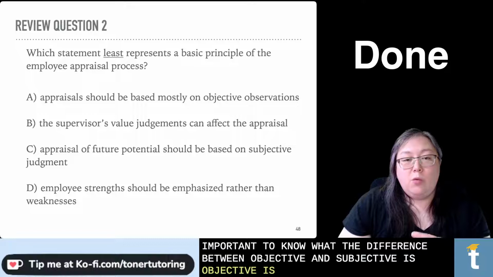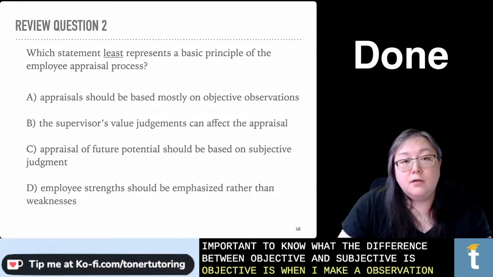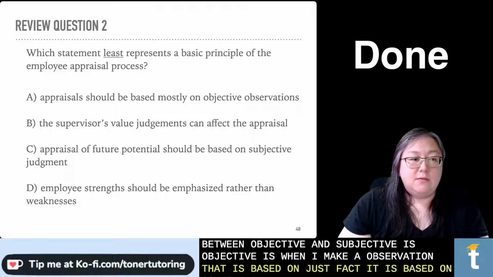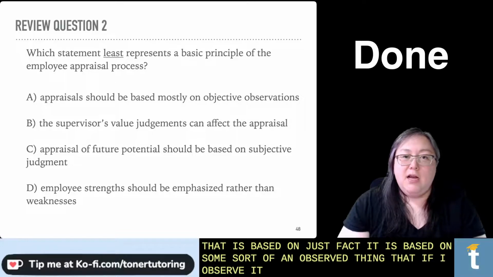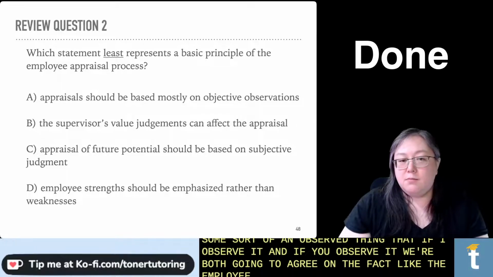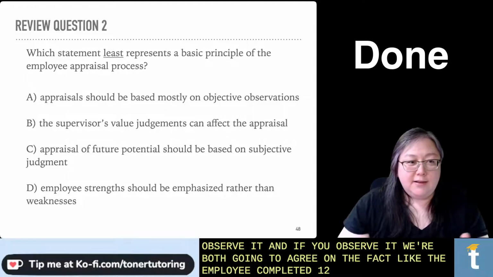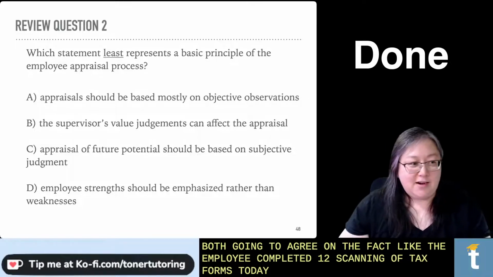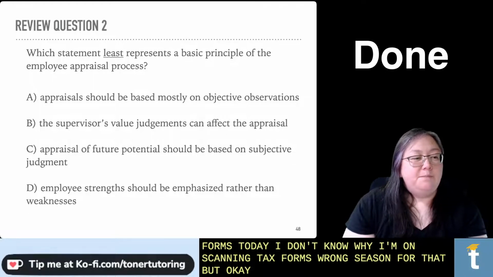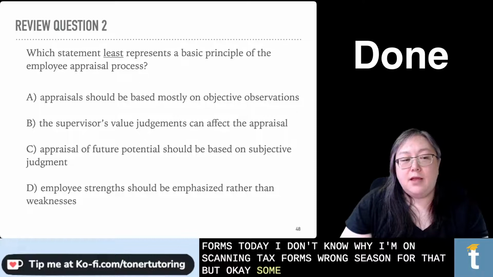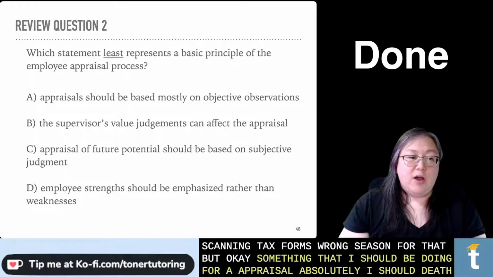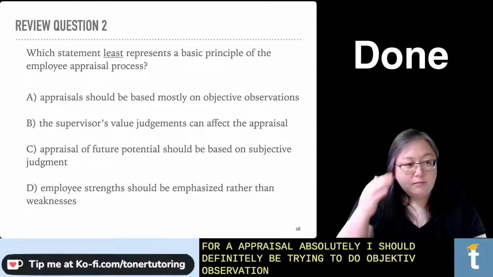Objective is when I make an observation that is based on just fact. It is based on some sort of an observed thing that if I observe it and if you observe it, we're both going to agree on the fact. Like the employee completed 12 scanning of tax forms today. I don't know why I'm on scanning tax forms. Wrong season for that, but okay. Is that something that I should be doing for an appraisal? Absolutely. I should definitely be trying to do objective observation.